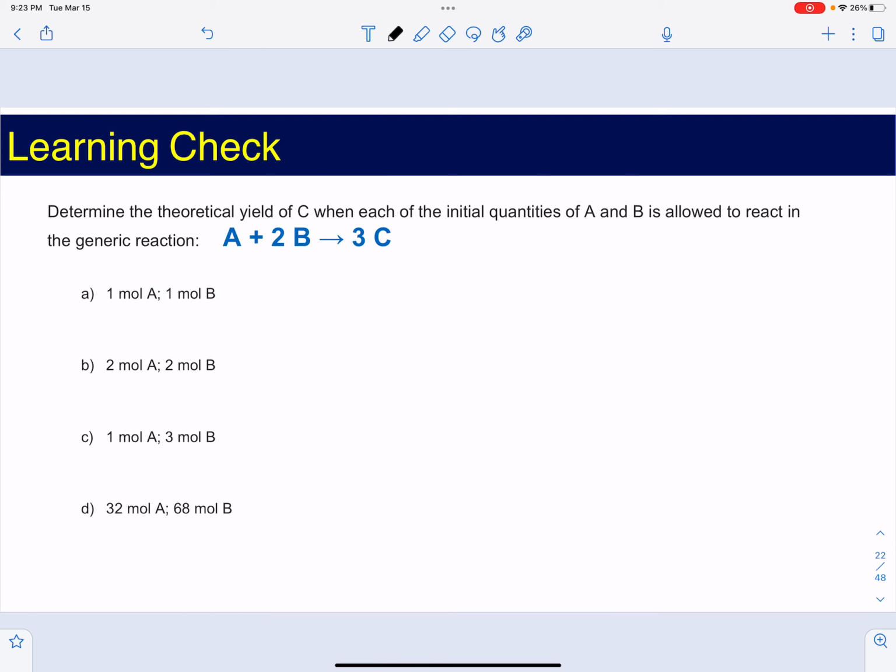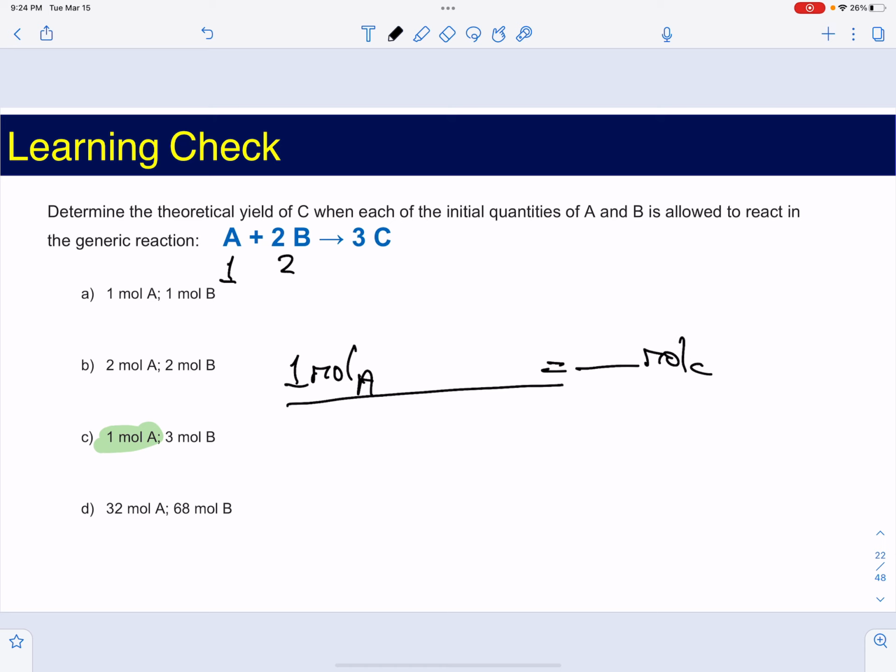On the next one, I have 1 mole of A, which means I'm gonna need 2 moles of B, but I have 3, so I have more of what I need, which means A is my limiting reactant. A is the one that is gonna be short. So to find the theoretical yield, I'm gonna use my limiting reactant. I only have 1 mole of A, and I'm gonna find the moles of the product, and using conversion factors, there's 3 moles of C for every 1 mole of A, so 3.0 moles is my theoretical yield.